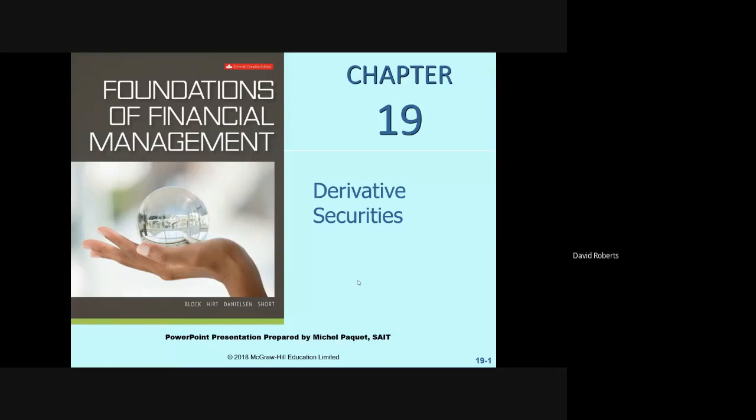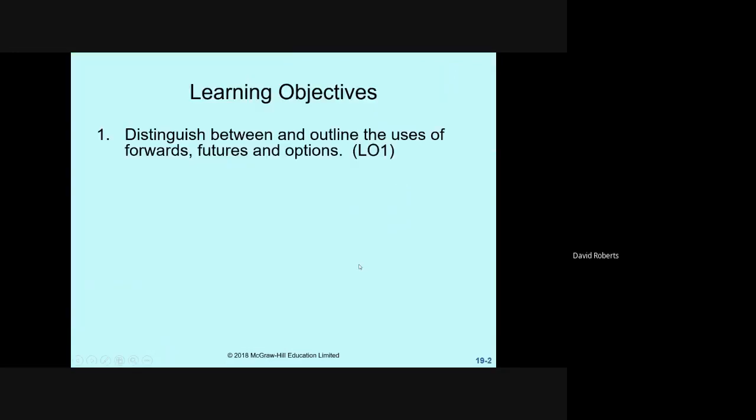Welcome to Chapter 19. Chapter 19 has to do with what is referred to as derivative securities. So what is a derivative security? Derivative securities are things like calls and puts, forwards, futures, options, convertible bonds. Not all of them are listed in the learning objectives, but they're different than what you've likely taken before.